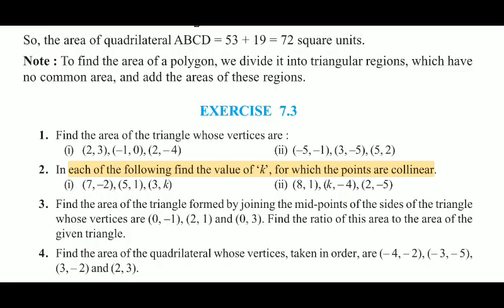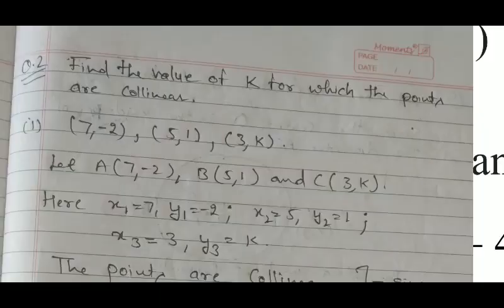See the second question. In the second question you will find the value of k for which the points are collinear. Now this is given, these points are collinear. It means the area of the triangle is equal to 0. In the second question, the given points are collinear. So we know what is the meaning of this? It means these points A, B and C lie on a straight line and the area of the triangle is equal to 0.